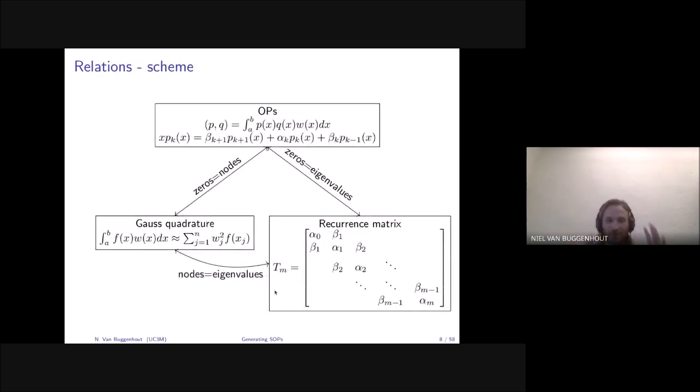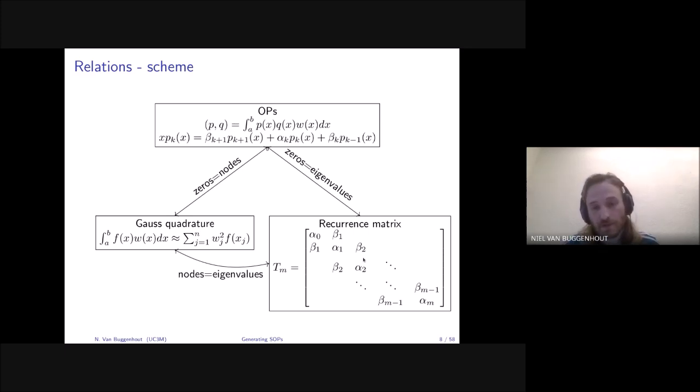Okay, let's put all of this together. So what we actually have on the left are these Gauss quadrature rules and their nodes. The Gauss nodes correspond to the zeros of the orthogonal polynomials, which you see on the top of the slide. And if we use the recurrence relation and plug the recurrence coefficients into a matrix, we get the recurrence matrix on the right. And we know that the eigenvalues of this one correspond to the zeros of the OP, or orthogonal polynomials. And so the Gauss quadrature nodes are also the eigenvalues of this matrix. So you have kind of a circle in which you can make connections.